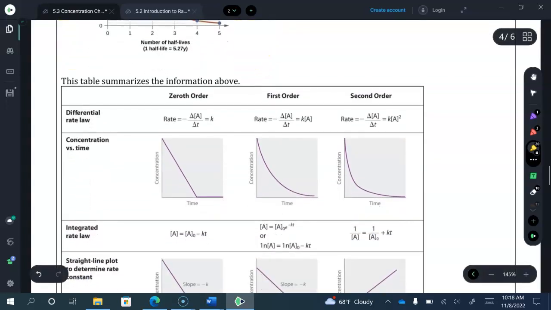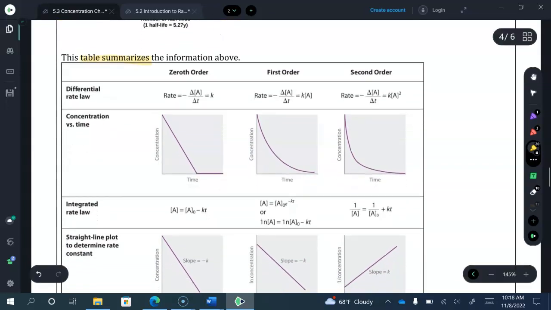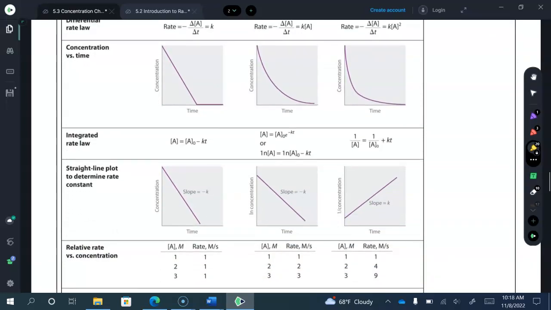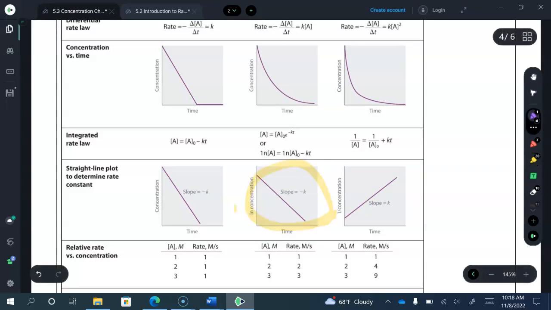So we have this summary table that is listed here where it is showing you the concentration versus time, and how do we get the straight line plot. So here you take the natural log, so it stays the same.